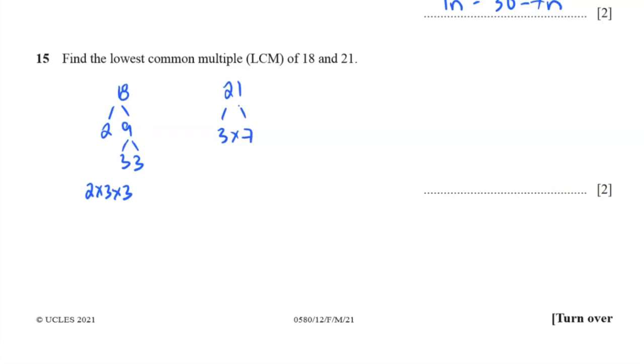So if we want to find the lowest common multiple, we go, well, what's common to both? Well, the common is the 3. And so we're going to just use that once and say the lowest common multiple is going to equal 3 that is used once. And then we have to include all the other things that are there. So 2 times 3 times 7. And that's it. Put those in a calculator and we'll get 126.